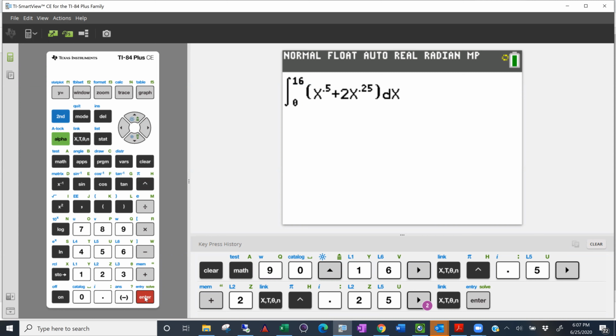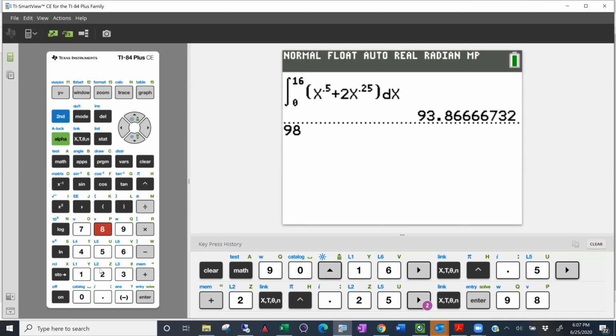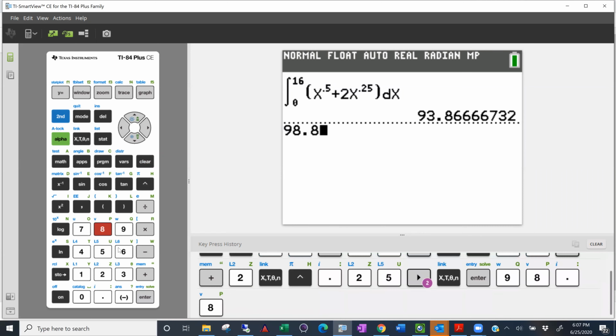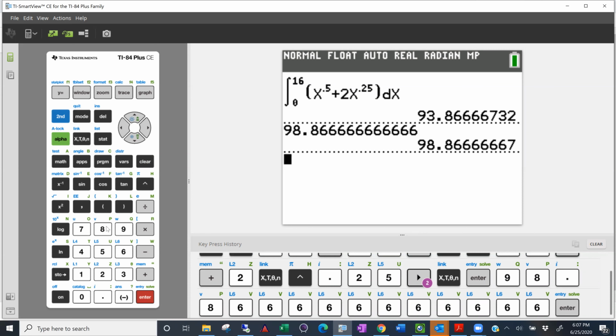And bam, I should get a reasonable number. Now looking at it, my guess is it's not perfectly accurate. My guess is that these should have been 66666, but that's okay. Let's take a look, see if we can't cheat the system a little bit. 98.866666666. Enter in a bunch of sixes. And should it be 93? Oh, did I miss? Oh, thank you.